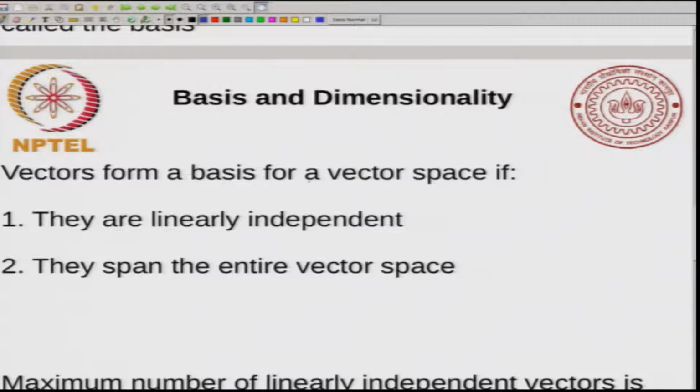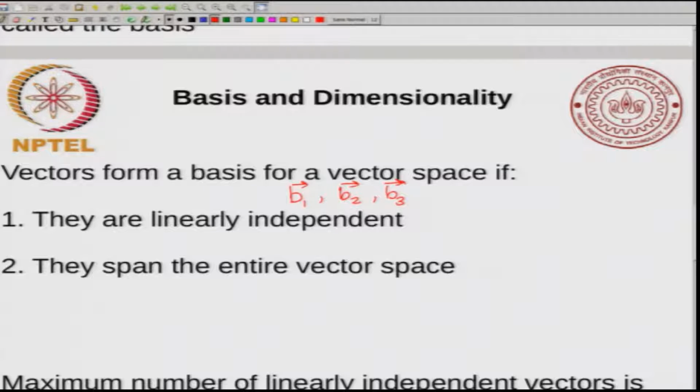So, if you have a set of vectors, they form a basis for a vector space if 2 conditions are satisfied. First, they should be linearly independent and they should span the entire vector space. So, suppose you had 3 vectors B1, B2 and B3. These should be linearly independent. We already saw the definition of linear independence, and they should span the entire vector space.